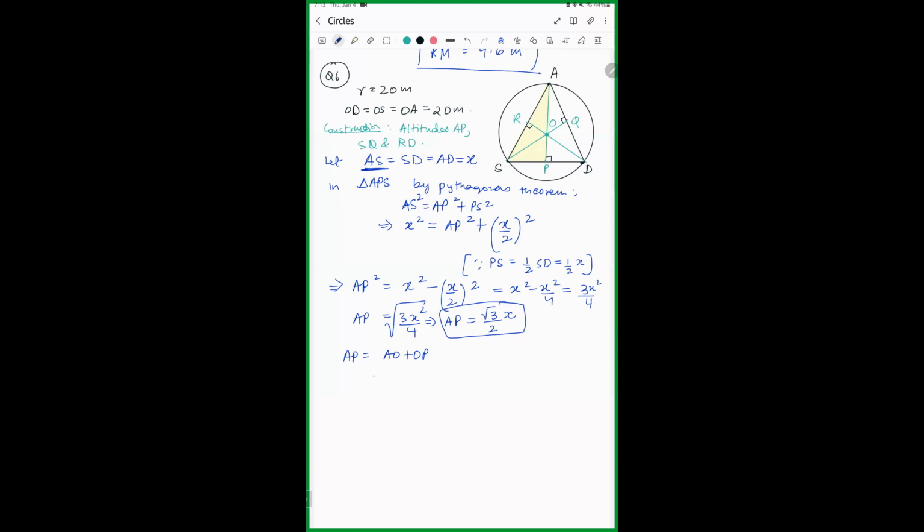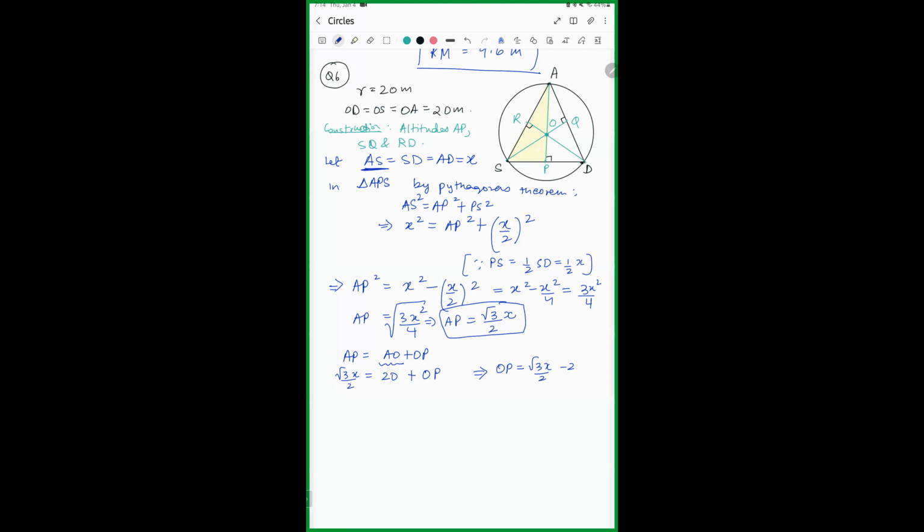And what is AO? It is the radius. AO is the radius, which is equal to 20. And OP is how much? We don't know. So let's keep that as OP itself. And AP is equal to root 3x by 2. So that means from here we can write that OP is equal to root 3x by 2 minus 20.